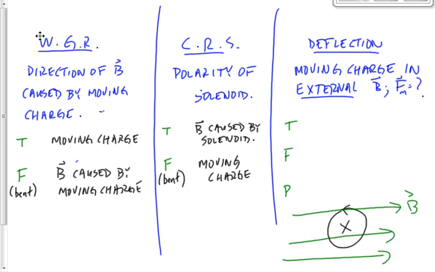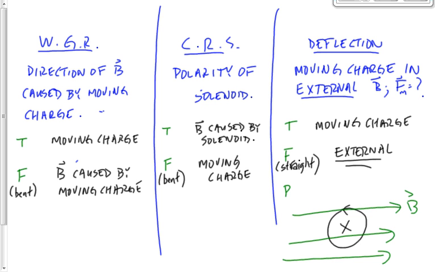So here's how we do it. We stick our thumb in the direction of the moving charge, just like we did for the first rule. Our fingers, which this time aren't bent but are straight, are going to point in the direction of the external magnetic field, not the magnetic field that's caused by the moving charge. There is one, right?